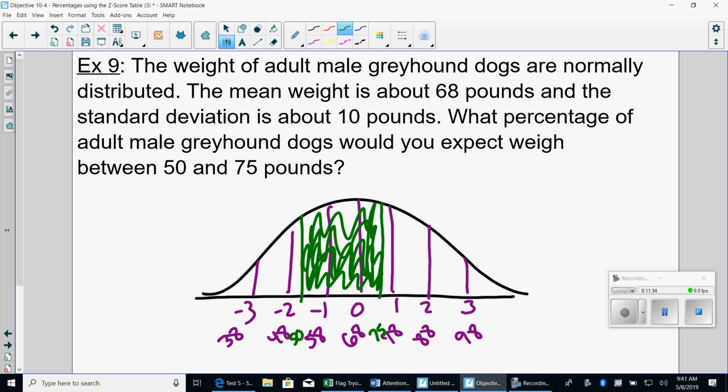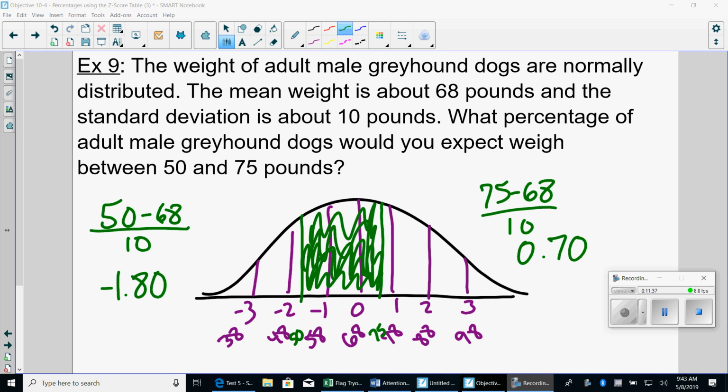All right, I'm going to hit pause now. All right, so I have found the z-scores for both. We're going to go to our z-table, and I'm going to look at negative 1.8. Okay, so negative 1.8. So 0.0359, so that would be 3.59%. This way, to the left.